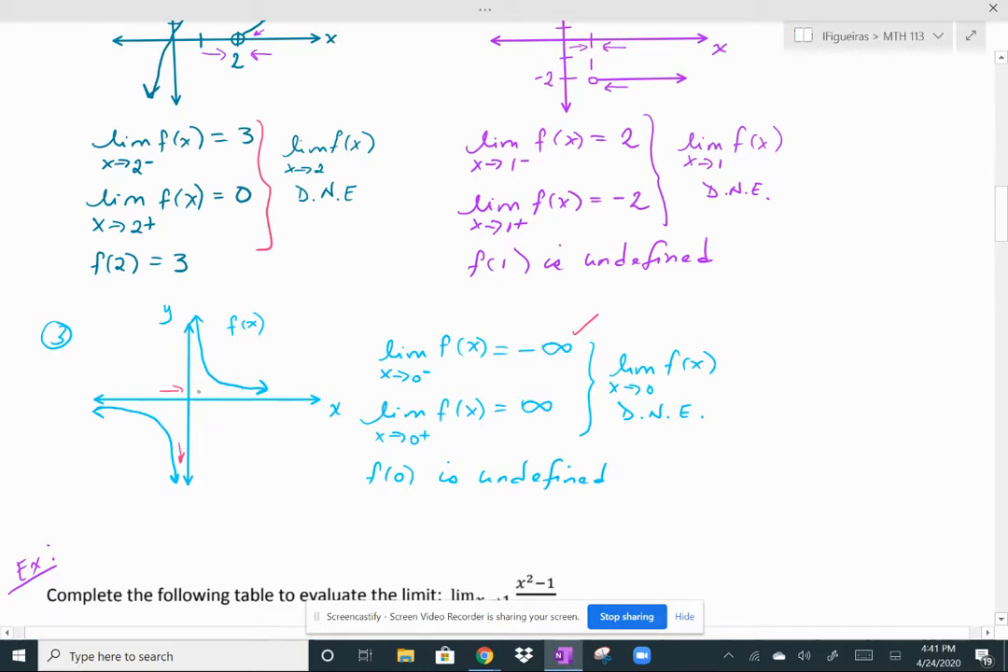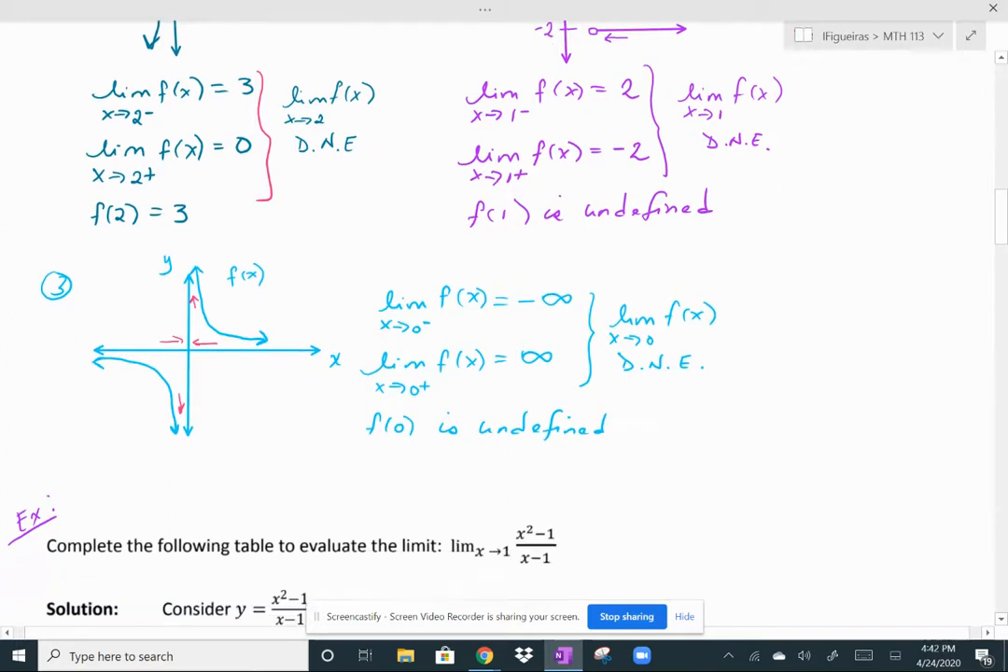Now let's look at the limit from the right side. As I'm getting closer to 0 on the right and I follow the path of the function, that's going towards positive infinity. So both the left and the right hand limit, not only are they different, but they're not finite numbers. Therefore, the limit does not exist at 0, and also f of 0 is undefined. Actually, your y-axis looks like it's an asymptote to this function.